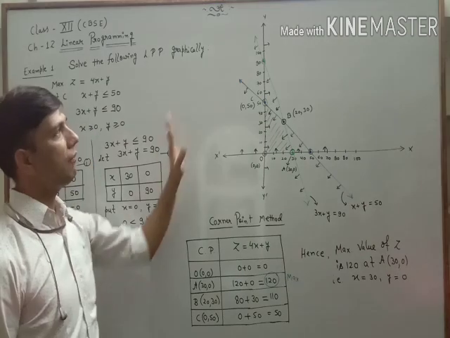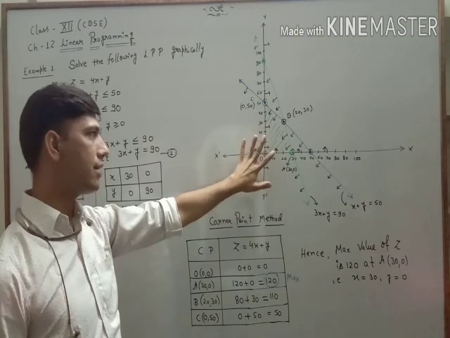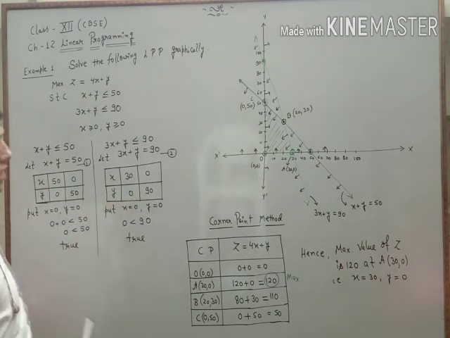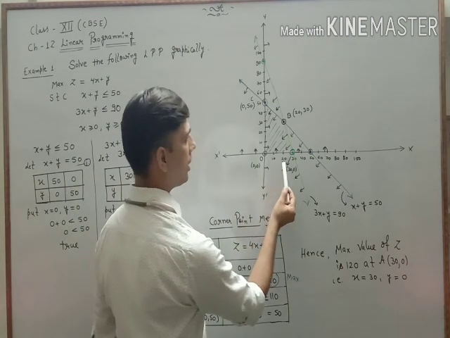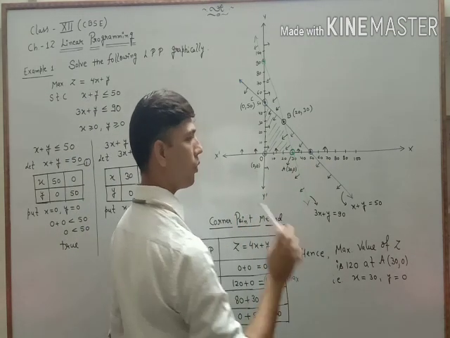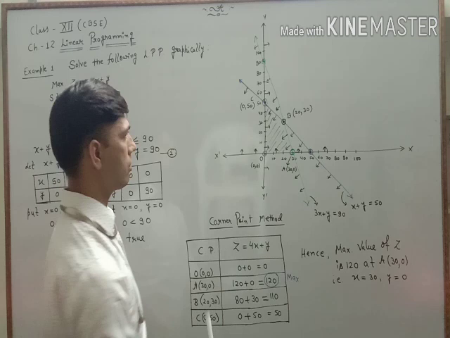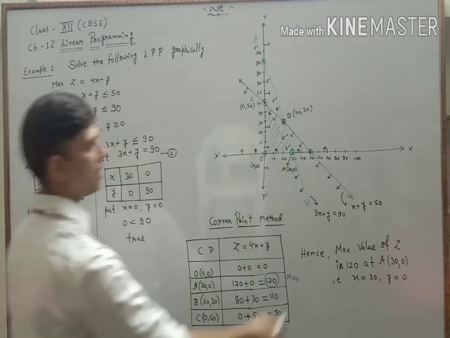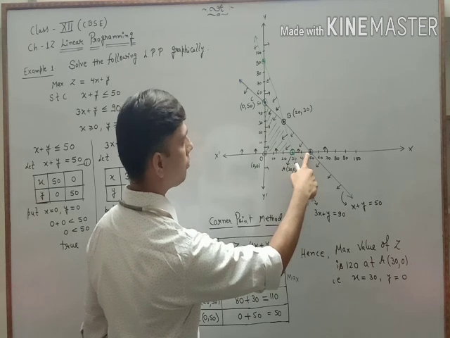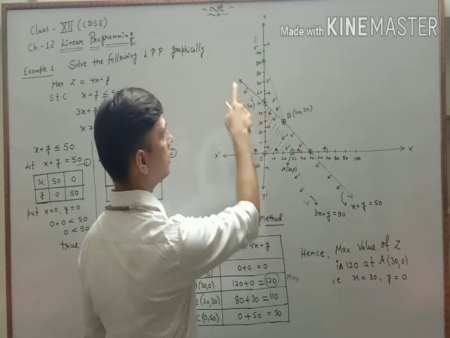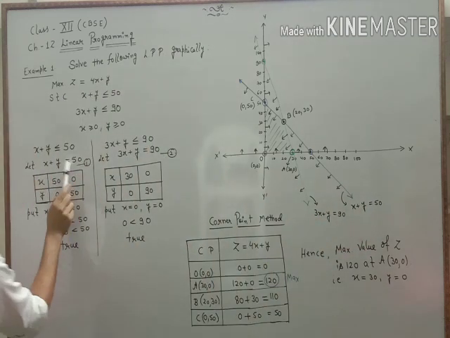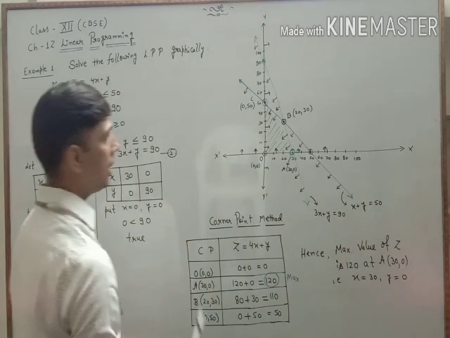After that, we have to draw one graph and choose a scale as per your table. See, 50, 30, 90. So I am taking here 10, 20, 30, 40, 50. 1 centimeter equals 10 units. Now, the first points are 50, 0 and 0, 50. See this blue line. This is x plus y equal to 50, equation number 1.